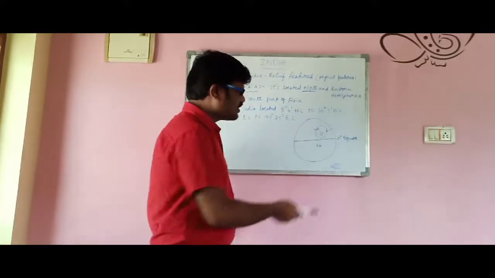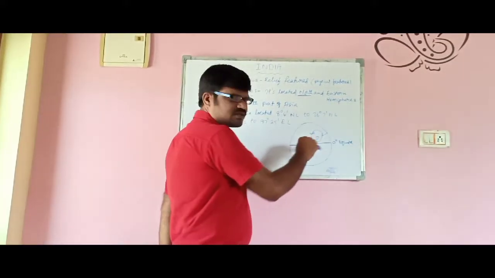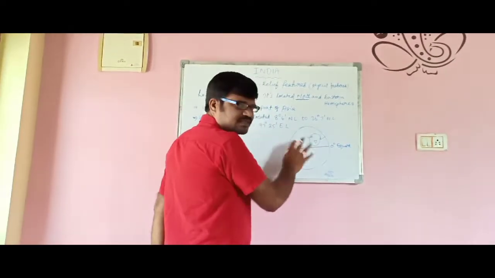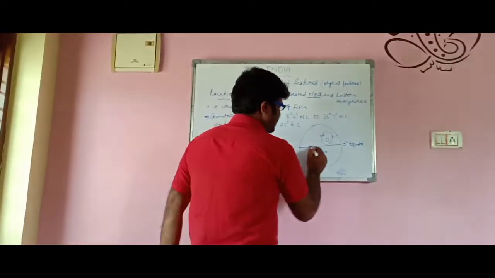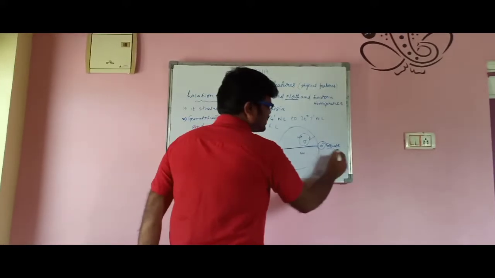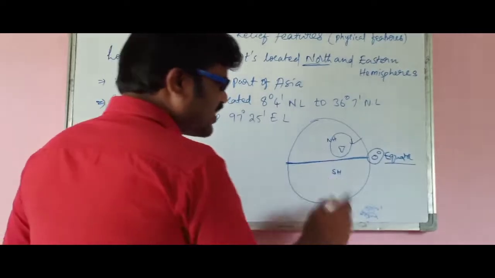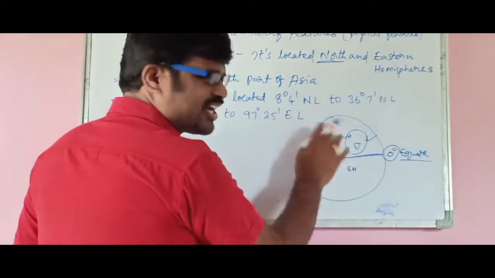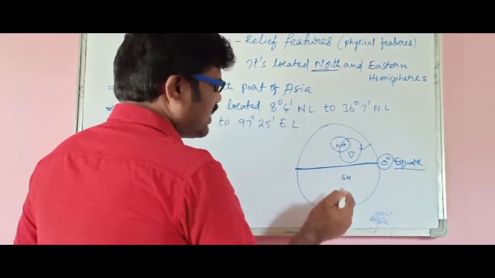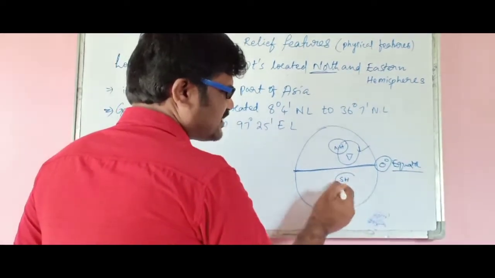Now I have drawn one picture here. This is a globe. The globe divides into two equal parts. So this middle line can be called 0 degree latitude, also called the equator. The equator divides the Earth into two equal parts. The north part of the equator is called the northern hemisphere and the south part of the equator is called the southern hemisphere.